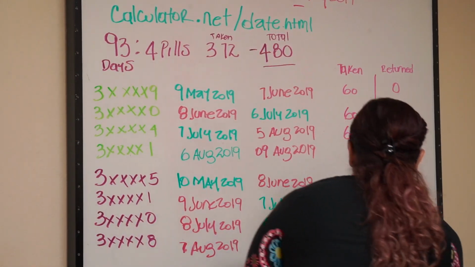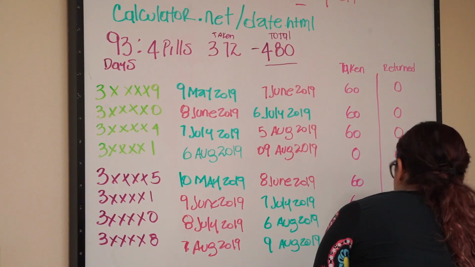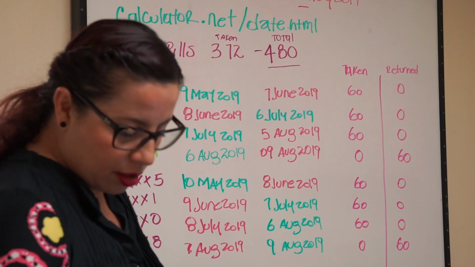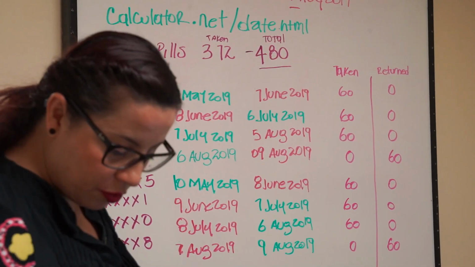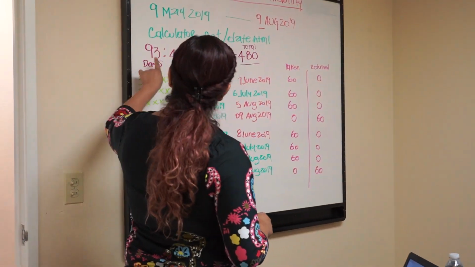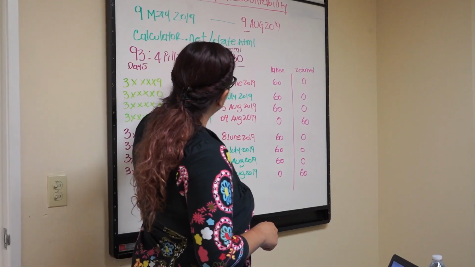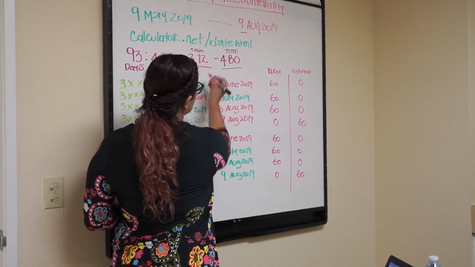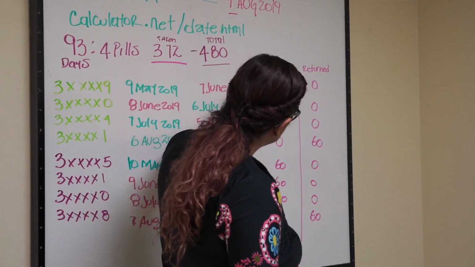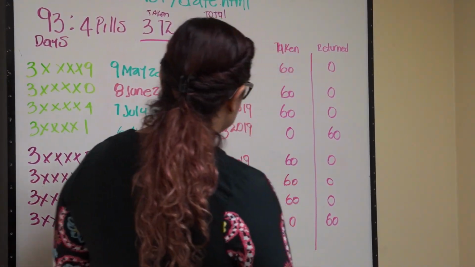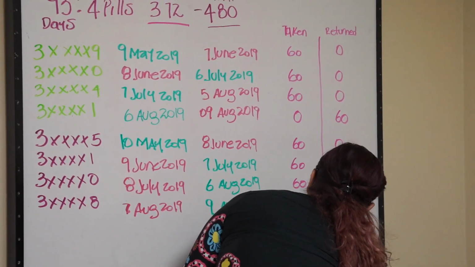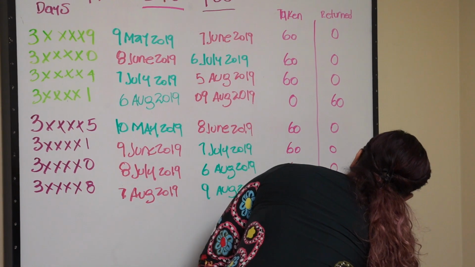This one is 0, 60. Okay, so now what we're going to do is, the total is 93 days and the patient should have been taking 372, right? Now we're going to do the maths here. So it's 60 times, 360 taken. So the patient took 360 and returned 120.